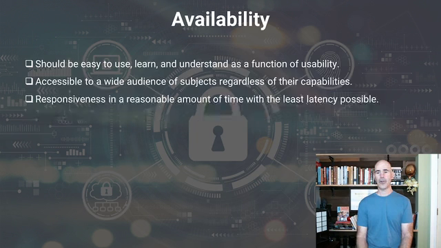Availability. We all know that if you're trying to get to a website and it's unavailable, maybe your network's down or something to that effect, that's frustrating, but that's an availability issue. Availability should also mean something that is easy to use, learn, and understand, as a function of usability. In other words, availability doesn't necessarily mean that the system is down. If the system is unusable or too complicated to use, that could also become an availability issue. You want to make sure that the system or the data is accessible to a wide audience of subjects, regardless of their capabilities.